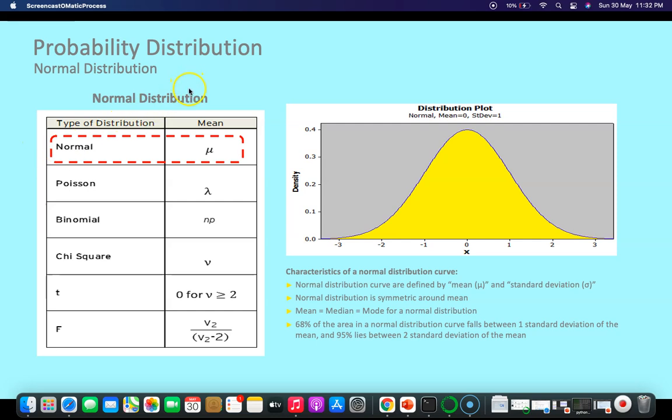So there are different types of probability distribution, and a few are discrete and a few are continuous, and I have already described how we can categorize that. So let's start discussing with normal distribution.